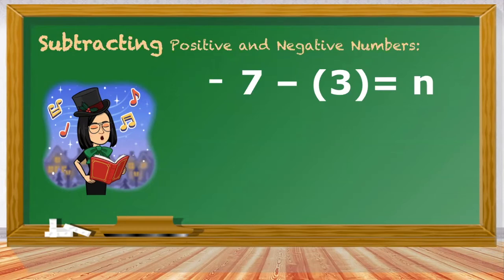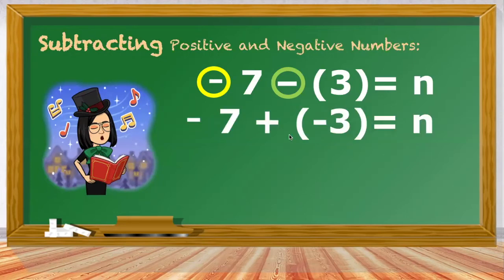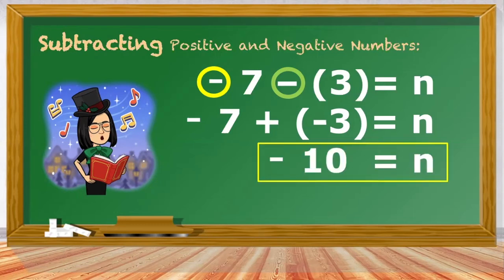Negative 7 minus 3. Okay, so this is subtracting numbers. Now, we can rewrite this and change it into an addition problem. Let's go. Negative 7 plus the opposite of positive 3, which is negative 3, is equal to n. Now, same signs, add and keep. So negative 7 plus negative 3 is negative 10.